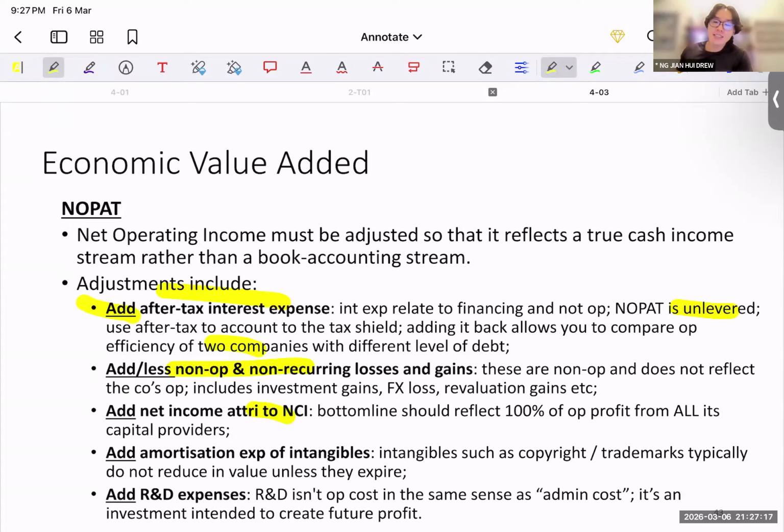Okay, I'll just pause here. Do we have any questions? This is important because if you decide to use your economic value added for your GBA or ECA, you will need to do such adjustments. So do we have any questions?